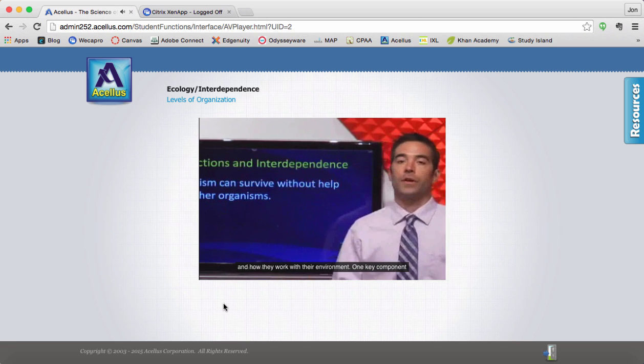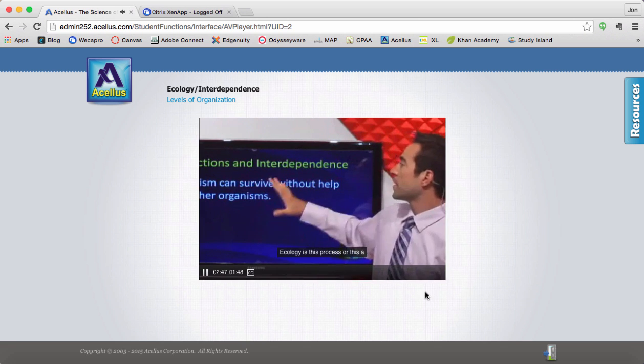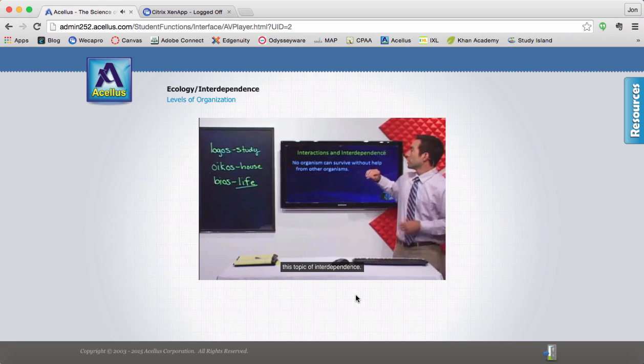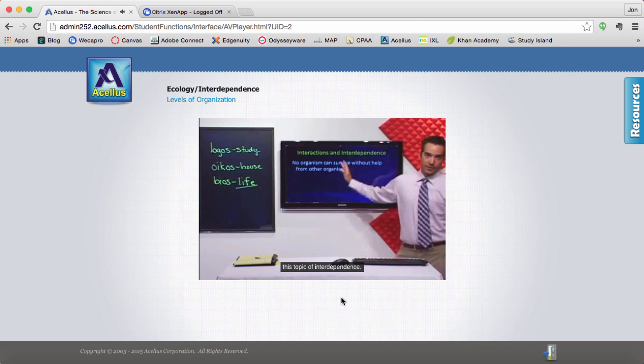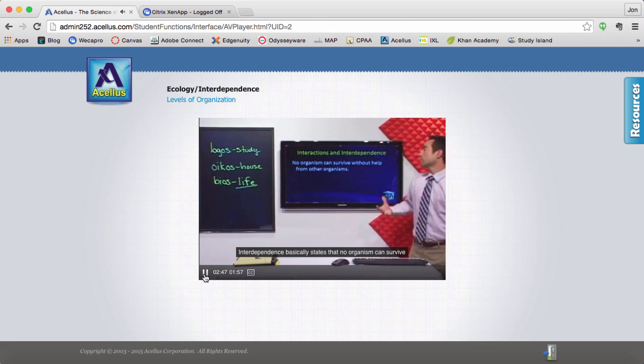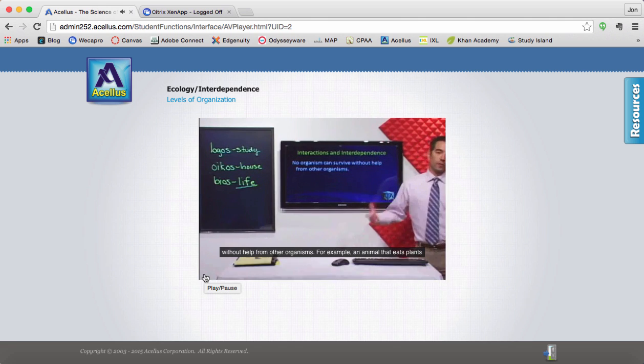One key component of ecology is this process or this topic of interdependence. Okay? Interdependence basically states that no organism can survive without help from other organisms.